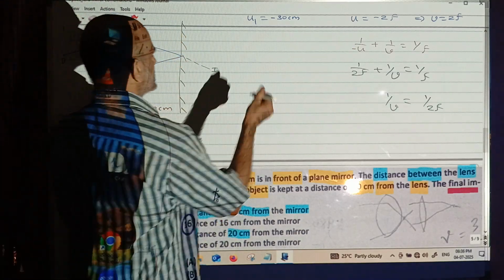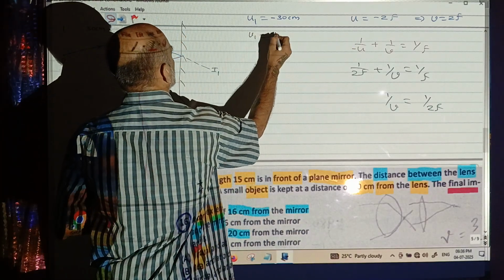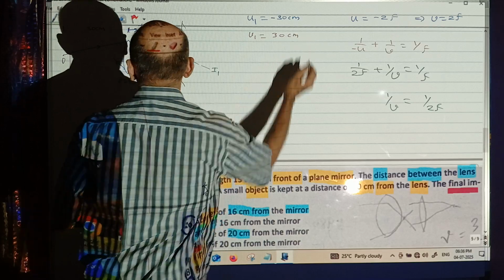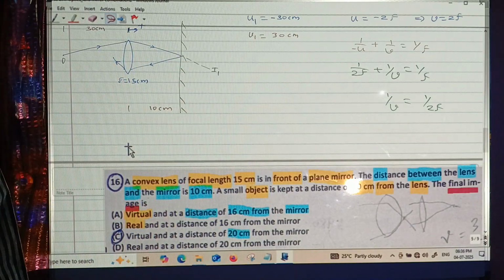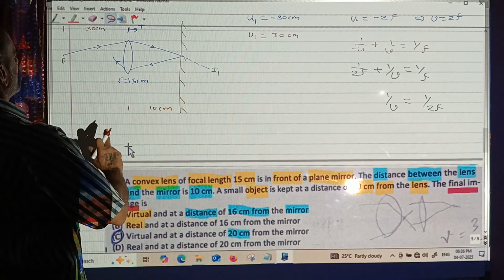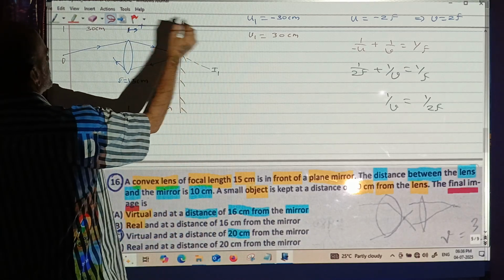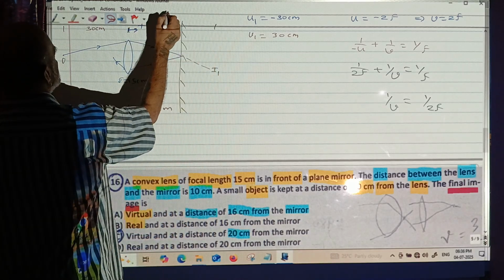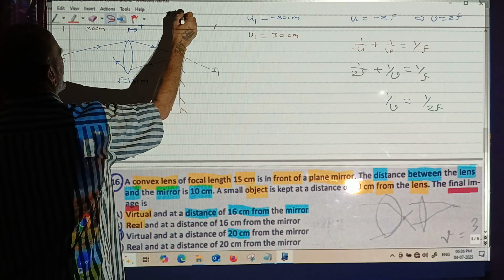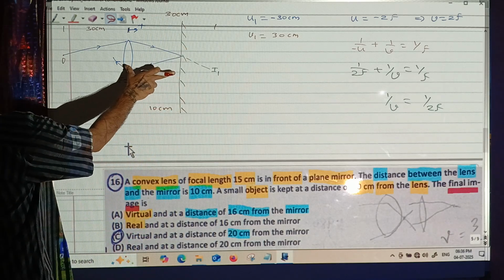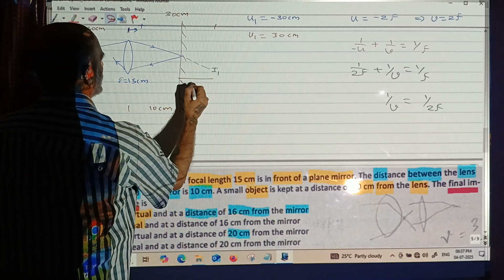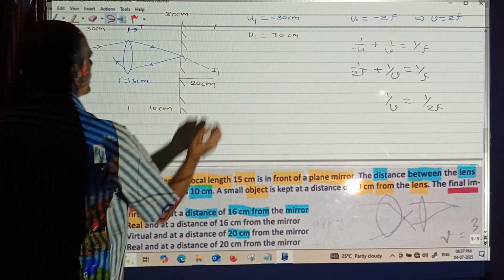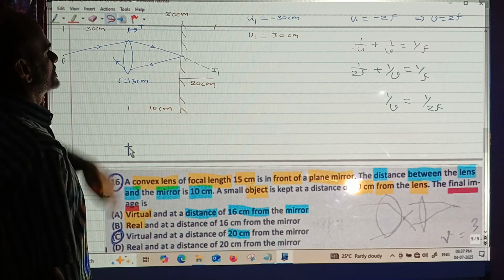So this means V1 is 30, whose focal length is 15 centimeter. U1 is minus 2f. So the first image is formed at a distance of 30 centimeter from the lens. So from here to this one, this distance is 30. And this distance between the lens and the mirror is 10. So this distance is 20 centimeters. So this will form an object for this plane mirror.